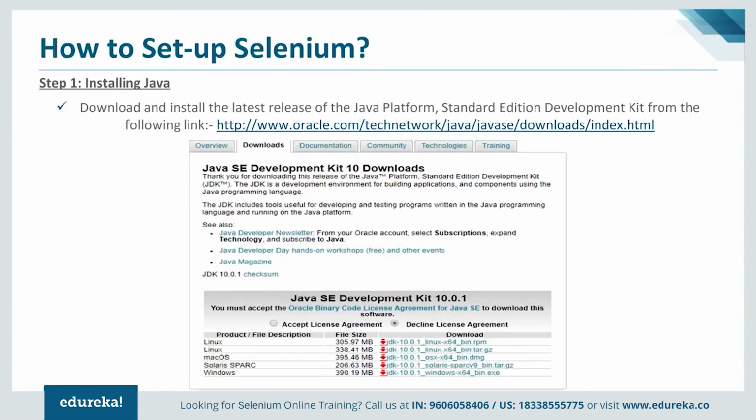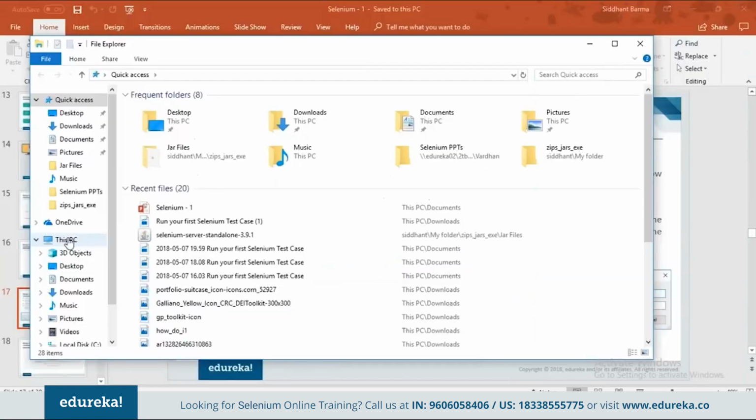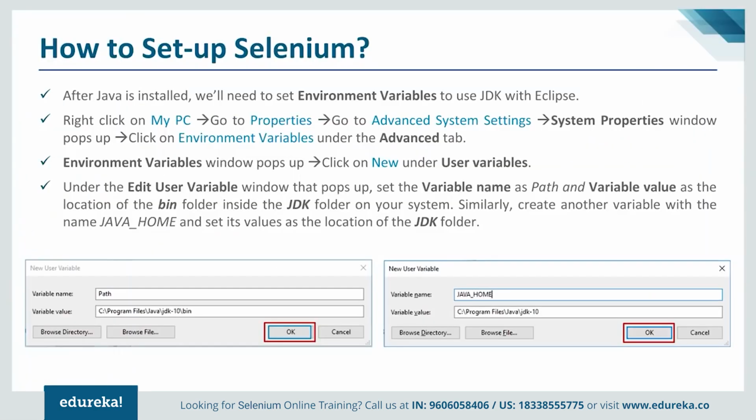Once you're done with the installation, the next process would be setting up your environment variables to use JDK with Eclipse. So how can we do that? It's pretty simple. You can go to My PC or This PC and go to the properties. The system window opens. You go to the advanced system settings. Once you've clicked on advanced system settings, there'll be another window that pops up with the name System Properties.